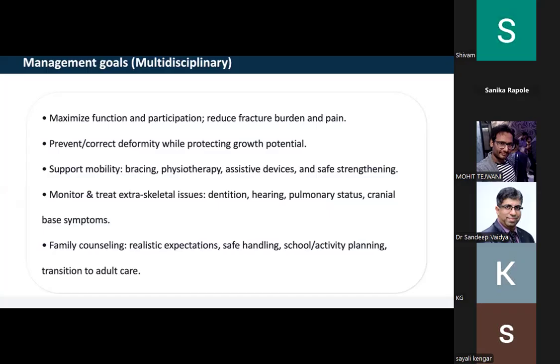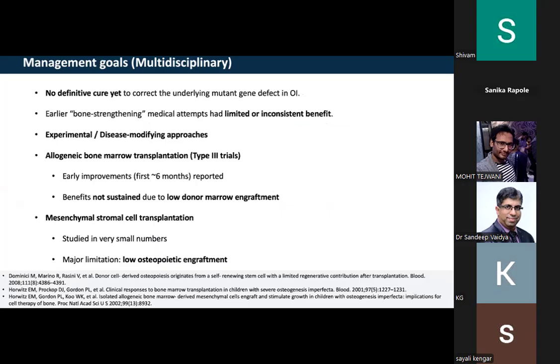We don't have a definitive cure for this disease yet, but there are some disease-modifying attempts being made, but there is no definitive cure. No therapy currently corrects the underlying gene defect in routine clinical practice. There have been instances where they have tried; these are the three papers which I have put down. If anyone is interested, they could go and see.